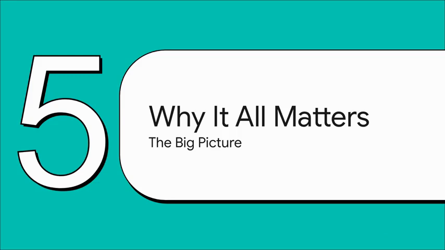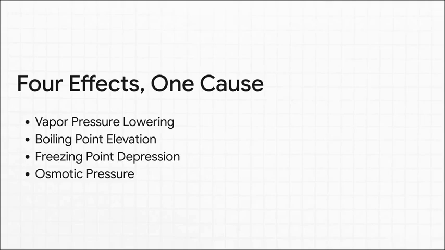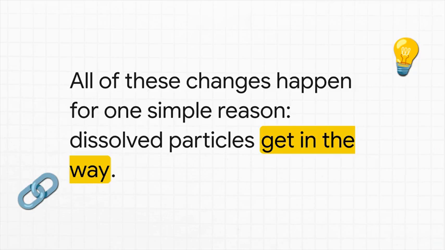Okay, let's pull all of this together and look at the big picture. We've talked about 4 different effects, but what's so cool is that they all come from one single, really elegant cause. So we've covered 4 distinct things. Vapor pressure gets lower, the boiling point gets higher, the freezing point gets lower, and we create this thing called osmotic pressure.